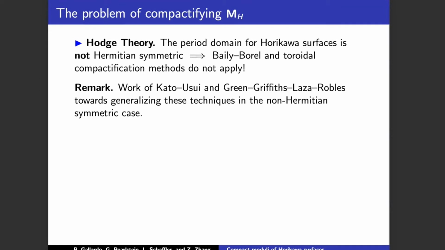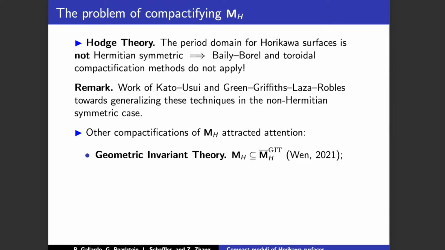At the same time, there are also other compactifications that we have available and attracted attention lately. Starting from the compactification provided by the use of geometric invariant theory, which gives projective compactifications using quotients by algebraic group actions. And a nice compactification, which I will denote by M_H bar GIT, was constructed by David Wen in an arXiv preprint back in 2021. And I will come back to this at a later point of the seminar.